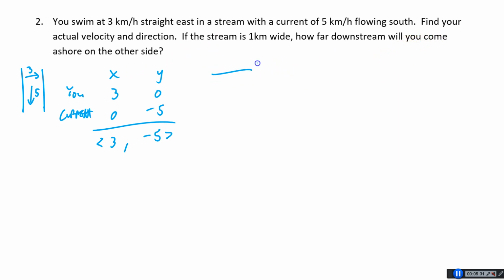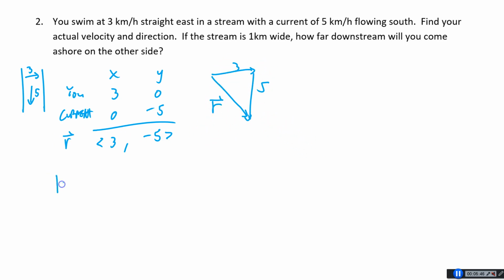So we got you going 3. We got the current going south at 5. Looks like you're going to be heading southeast a little bit, right? This is our resultant vector. Let's call it R for result. Okay. This is our R. So we know that that has components 3, 5, which we can see right here.